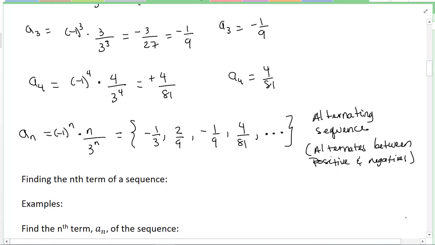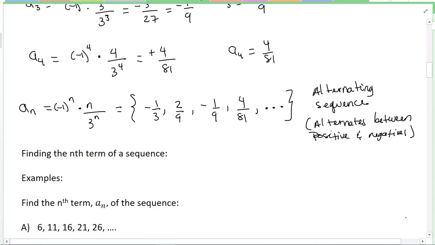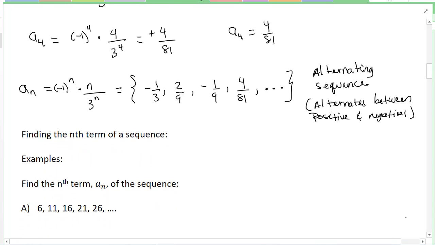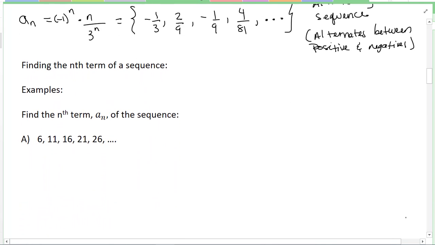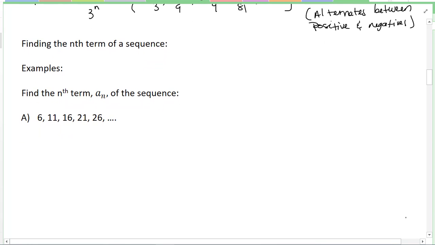So let's try examples in reverse. So finding the nth term of a sequence. What if you're given a list of the terms already? In this case, you're given how many terms are here? 1, 2, 3, 4, 5. You're given 5 terms, and you're asked to find the nth term. So the formula for a sub n.